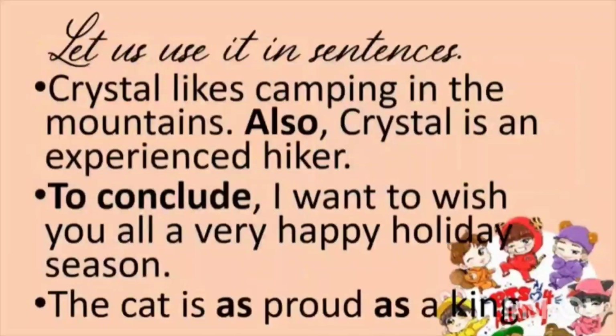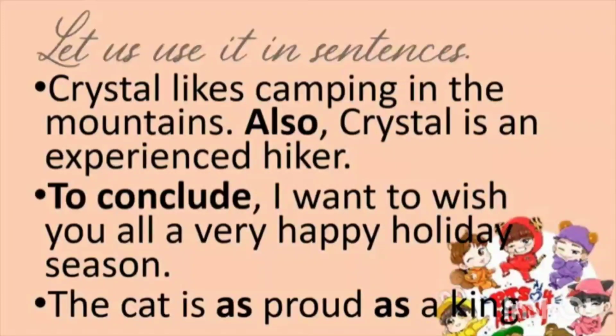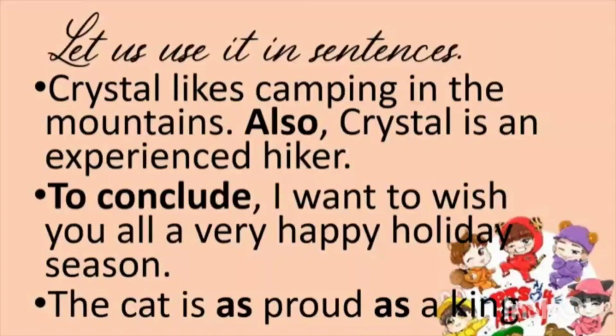Let us use it in sentences. Crystal likes camping in the mountains. Also, Crystal is an experienced hiker. What is the transition signal or connector used in this sentence? Correct, the word also. Also indicates an additional idea. Next: to conclude, I want to wish you all a very happy holiday season. In this sentence, what transition signal is used? Correct, to conclude. To conclude indicates transition signals that give conclusion.